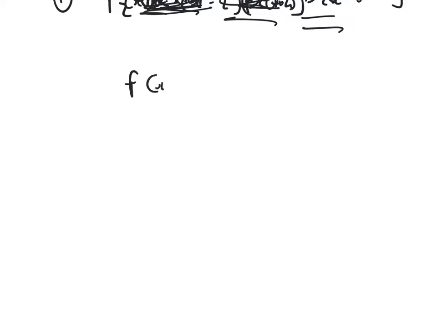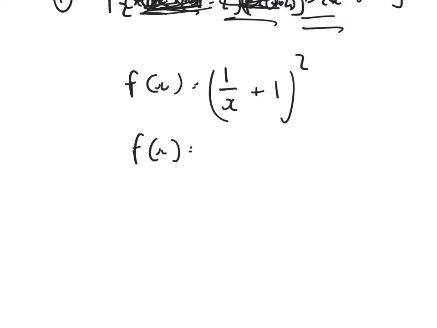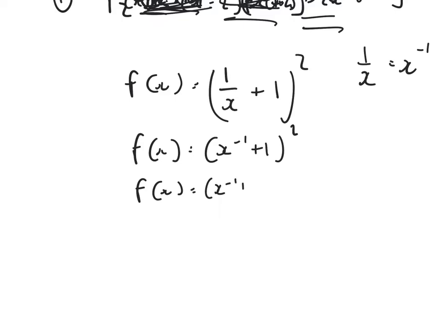Okay, so let's try f of x equals 1 over x plus 1, all squared. Okay, so remember that 1 over x can be written as x to the minus 1. So I can now write that as (x to the minus 1 plus 1) all squared. Okay, so that's (x to the minus 1 plus 1)(x to the minus 1 plus 1).